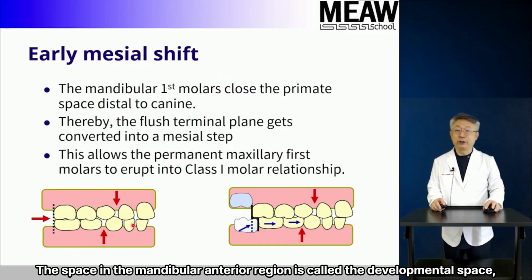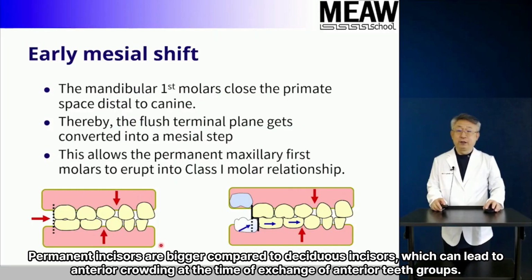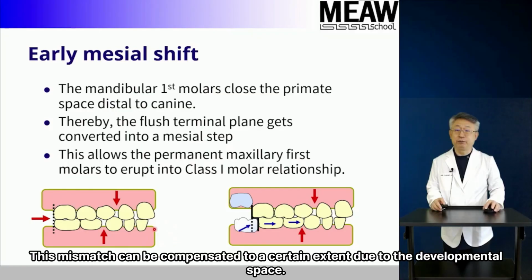The space in the mandibular anterior region is called the developmental space, and the space in the mesial area of the maxillary deciduous canine and the distal area of the mandibular deciduous canine are referred to as the primate space. Permanent incisors are bigger compared to deciduous incisors, which can lead to anterior crowding at the time of exchange of anterior teeth groups. This mismatch can be compensated to a certain extent due to the developmental space.